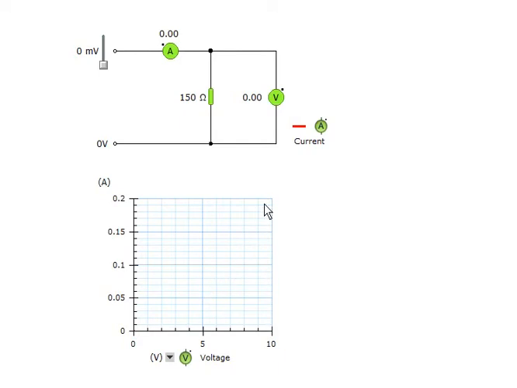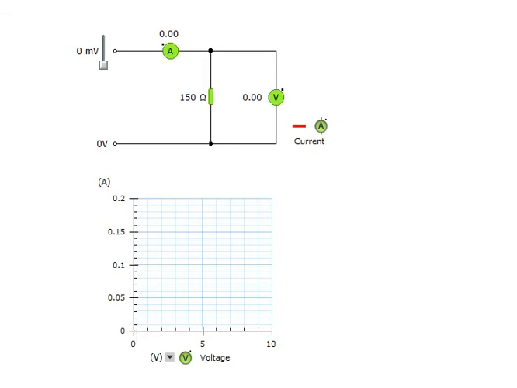For this experiment, we need a circuit with an ammeter to measure the amps, a voltmeter to measure the voltage, and we have a resistance of 150 ohms. We'll also be plotting each of the values on the XY axis. We'll have the current on the Y-axis and the voltage on the X-axis.